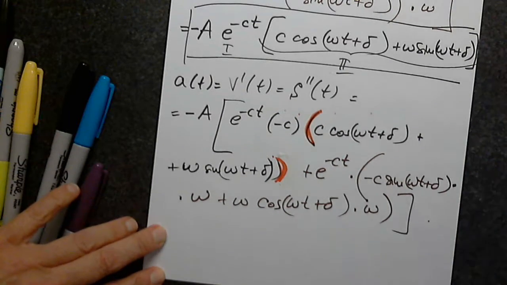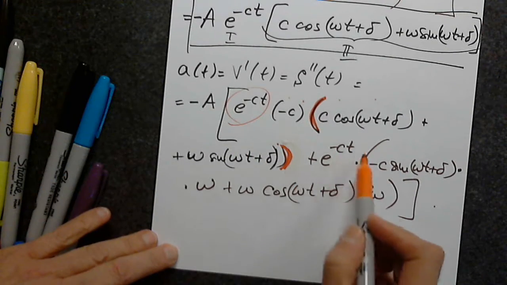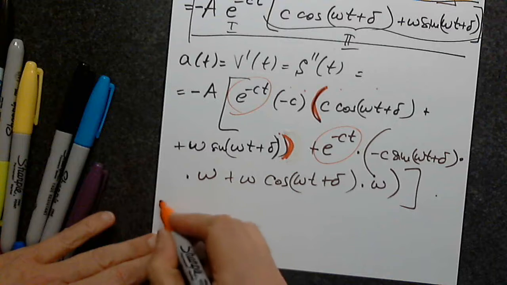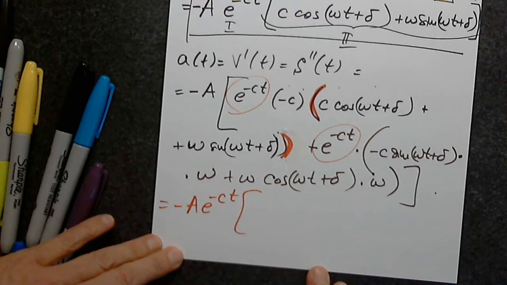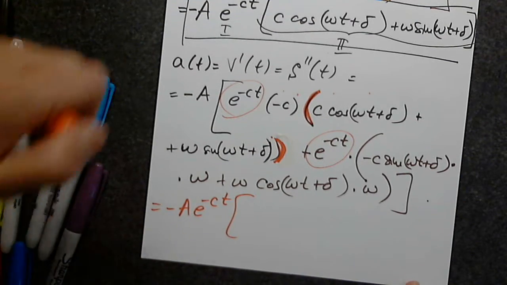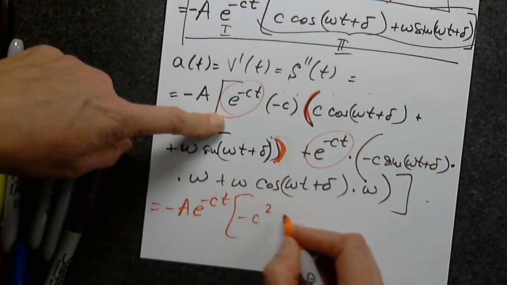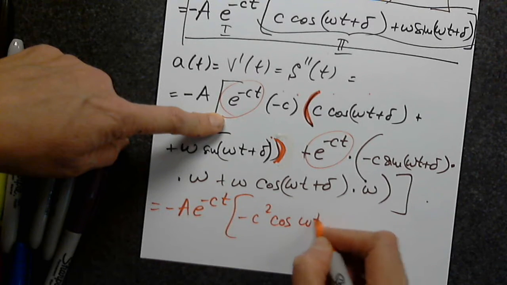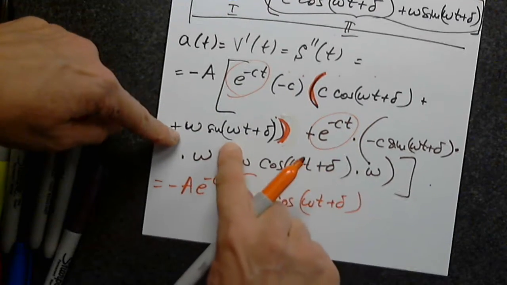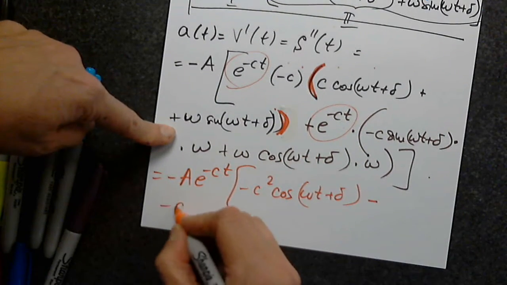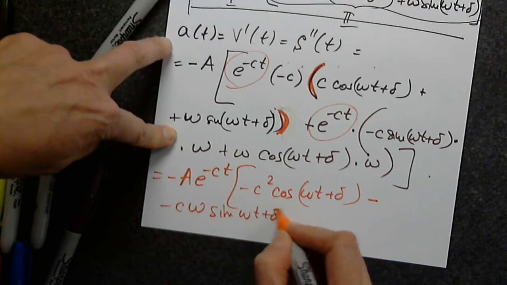Again, both terms have something in common. And they do have this. So I'll pull it out. Negative a e to negative ct. And let's see what is left. Hopefully something goes away. So negative c times the first term is negative c squared cosine omega t plus delta. And negative c times this is negative c omega sine omega t plus delta.